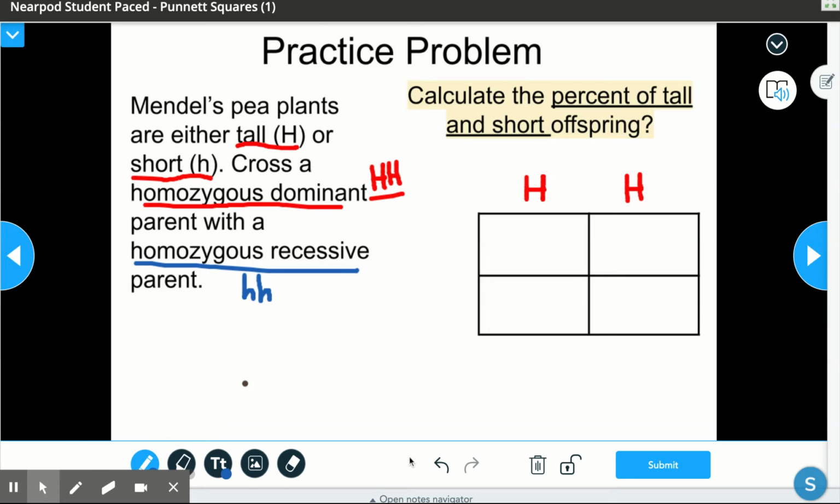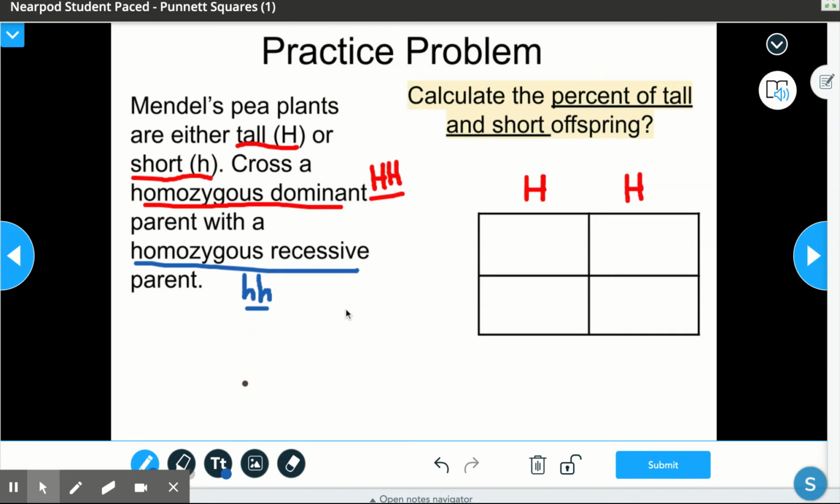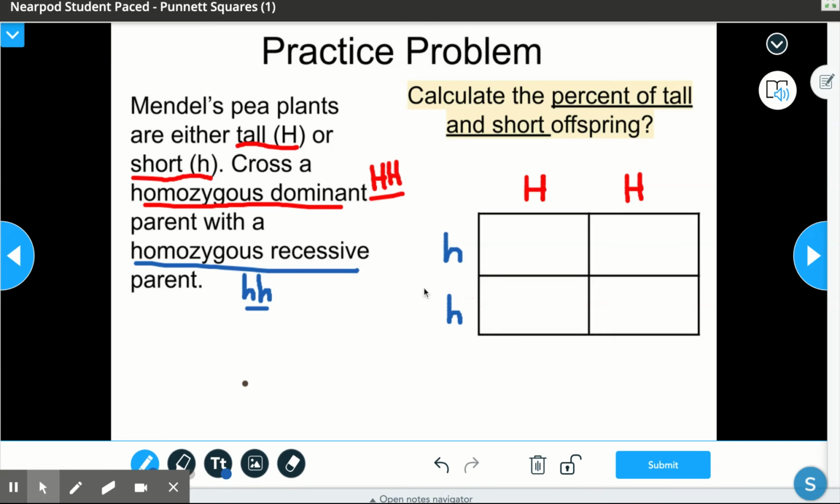Let's set up parent number two. Parent number two is homozygous recessive. It has two recessive alleles. So let's write those here along the side. Notice that the gametes, the sex cells of parent number two, only have recessive alleles in them. That's because parent number two only has recessive alleles. It doesn't have another kind of allele to pass on to its offspring.